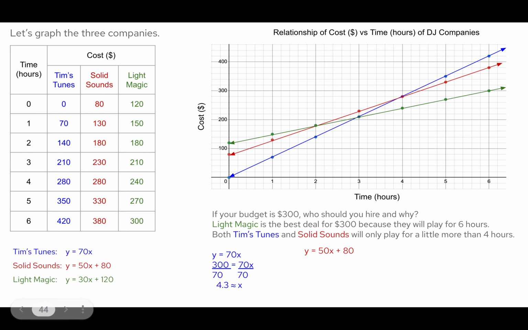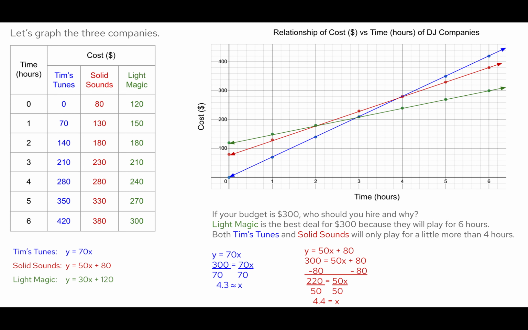For Solid Sounds, I do the same thing, replacing the y with 300. I subtract 80 from each side. I get 220 equals 50x. Divide each side by 50, and I get 4 4/10 hours for Solid Sounds. So I get a little more time with Solid Sounds.